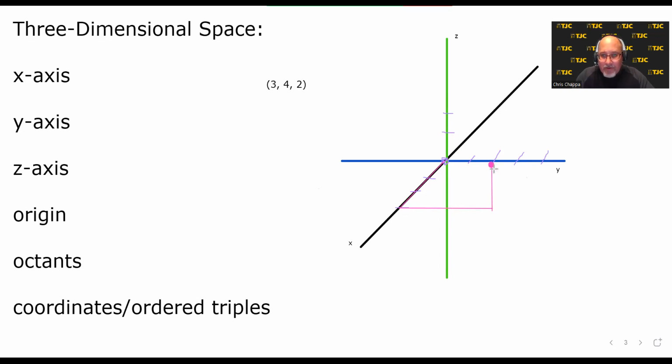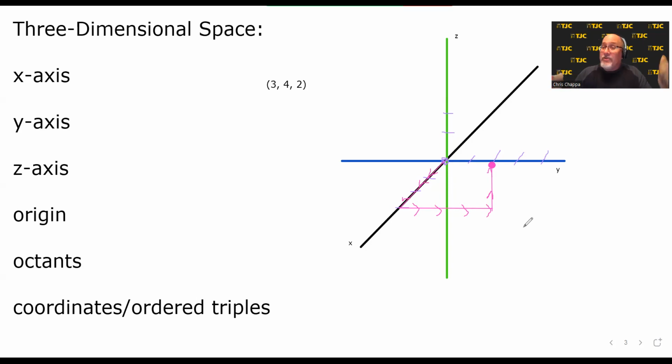Now, it kind of looks like it's sitting pretty close to the y-axis, but remember that we have traveled this direction on the x-axis, 3 spaces, and then 4 spaces in the y direction, and then 2 spaces in the z direction. So it's actually floating in the air over here above the xy plane.